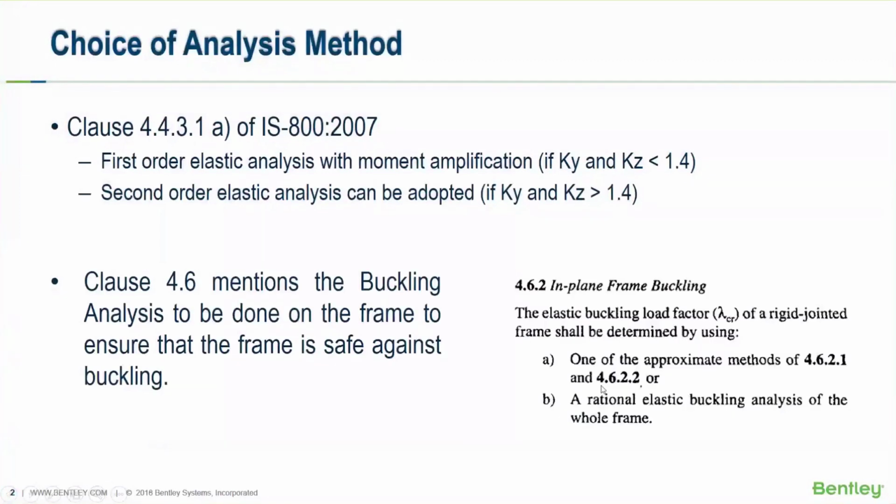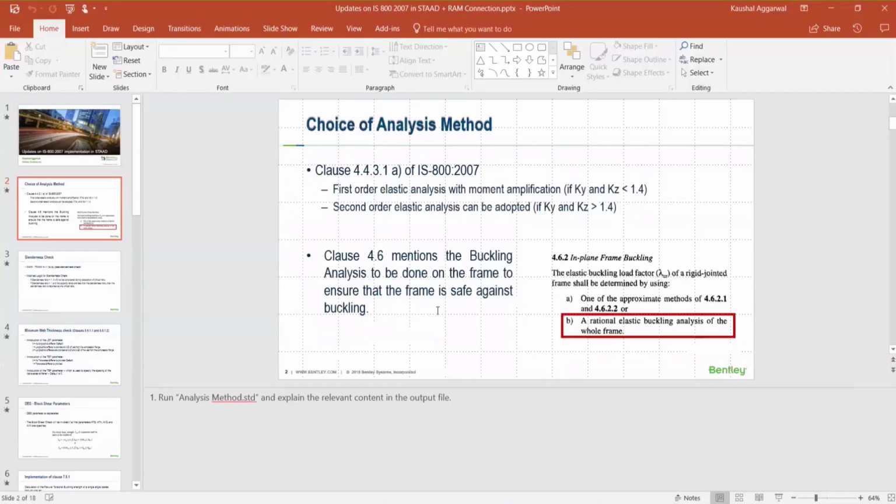Let's look at some of the other parts. The second is from clause 4.6, which mentions buckling analysis. On the right I have taken a cutting from the code. The code specifies that either you should adopt an approximate method or go for a rational elastic buckling analysis. Now in STAAD, you can do the rational elastic buckling analysis. I have an example for that as well. Let me open that and let's try to run it.